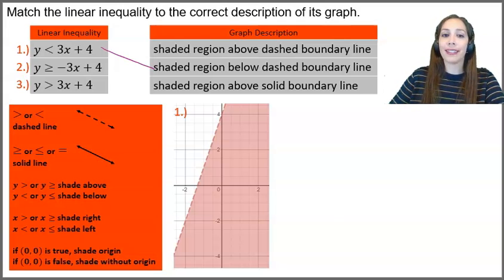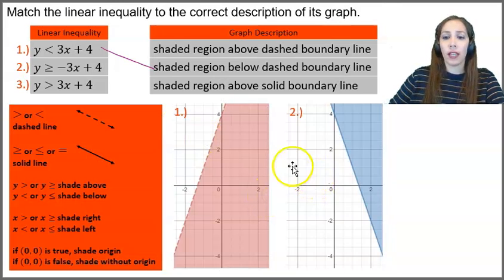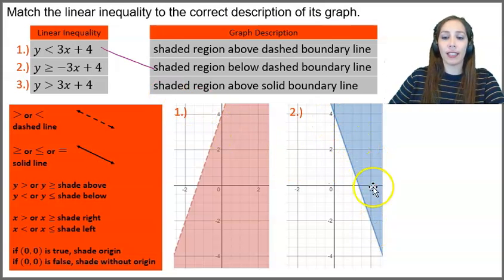Now let's look at number 2. y greater than or equal to negative 3x plus 4. Greater than or equal to is a solid line, and we have it in the form y greater than or equal to, meaning that we will have it shaded above, or going up the y-axis. And we can see right here, we do have the solid line, and we did shade above it, or going up the y-axis. So when we're looking over here at our graph descriptions, this one will match up with this one here on the bottom, shaded region above solid boundary line.